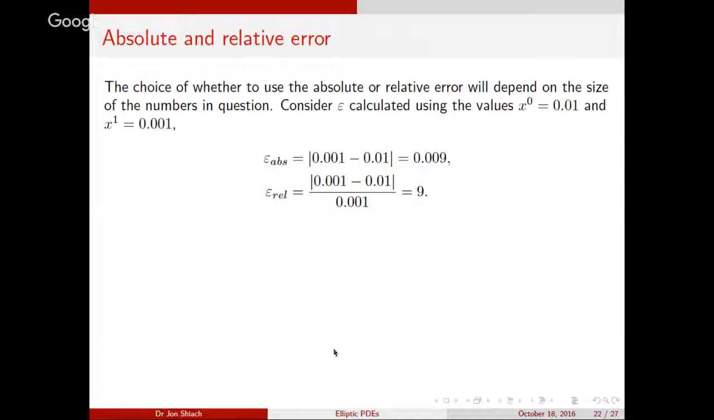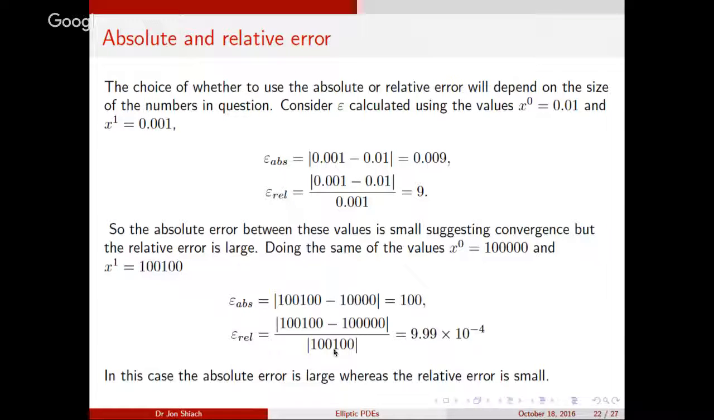When should you use one over the other? Here's a quick example. I'm going to calculate the absolute error between two values, 0.01 and 0.001. The absolute one is very easy to calculate, you get 0.009. If I did the relative error, I get 9. So using absolute, I get a very small number for the error. Using the relative error, I get a very large one.